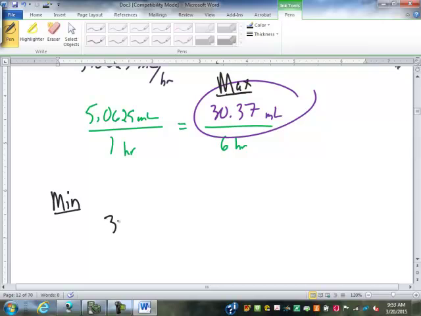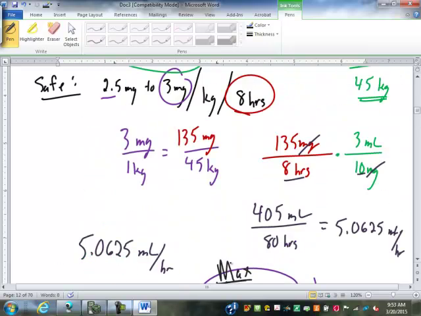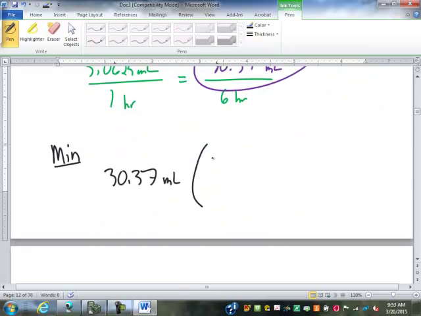To find the minimum, we're going to take the 30.37, and we use the 3, and we're converting it to 2.5.